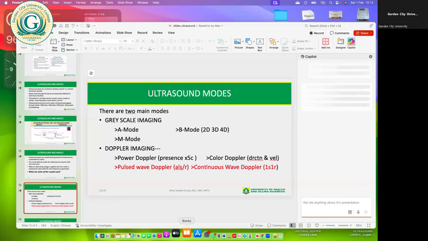And the power Doppler allows you to record the presence of flow within a body tissue. So when there is flow, as in blood flowing through a particular tissue, you want to find out if in this particular body part there is blood going into it or not. You use power Doppler. If you want to see the direction of the blood flowing within a particular tissue, you use color Doppler.